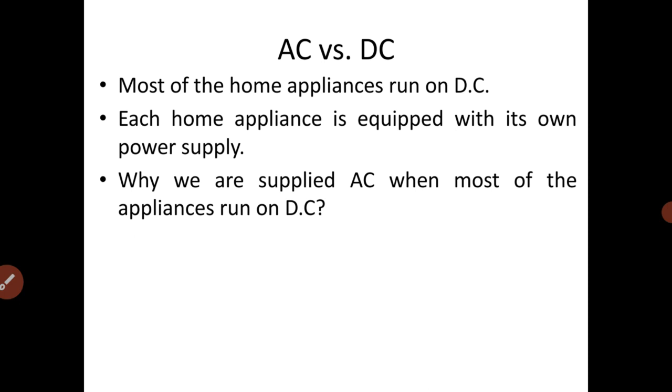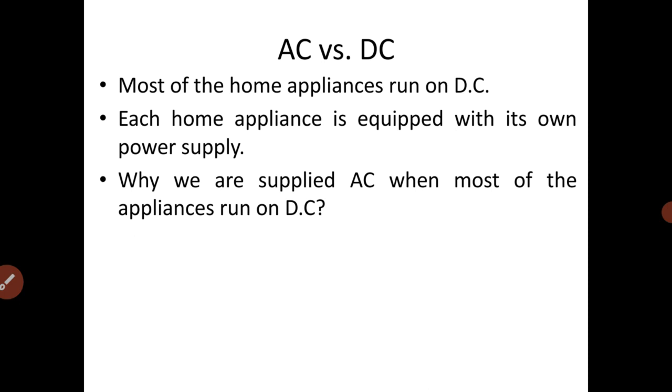दैट विल बी स्टडी इन द नेक्स्ट स्लाइड. ईच होम अप्लायंस इज इक्विप्ड विथ इट्स ओन पावर सप्लाई. सभी जो भी आपके घर में अप्लायंसेस है दे हैव इट्स ओन पावर सप्लाई. उनमें अपना पावर सप्लाई होता है विच कन्वर्ट्स एसी टू द डीसी, जो एसी का कन्वर्जन डीसी में करेगा. Why are we supplied AC when most of the appliances run on DC? Okay, because we know that every home appliance has its own power supply.